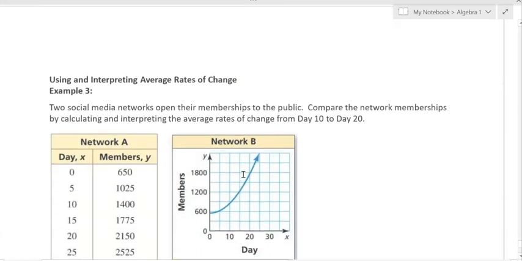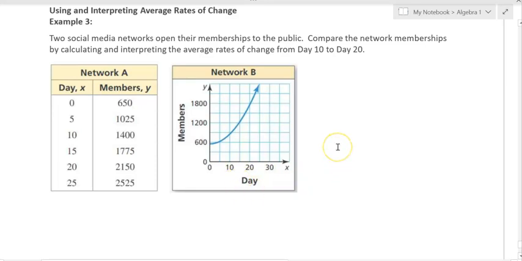Okay, let's try this. It says 2 social media networks open their memberships to the public. Compare the network memberships by calculating and interpreting the average rate of change. When you see this, your brain should be like, oh, that's the slope from day 10 to day 20. This is the interval. When they say you have to use the same interval, it's not apples to apples. If you say from day 5 to 20 on this network and day 30 to 100 on this network, that just doesn't make sense. It's got to be the same amount of time and the same actual time. Because comparing the startup of one social media network to a month into another, well, that's just not fair.